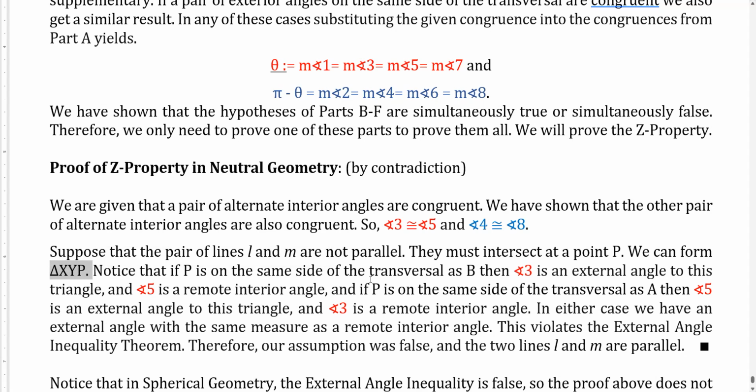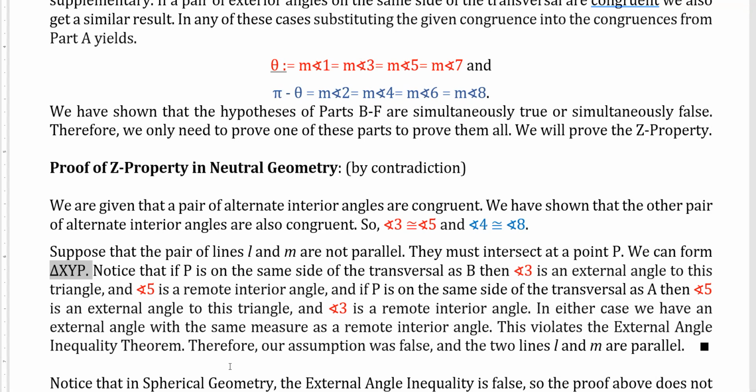Notice that P is on the same side of the transversal as B. That angle 3 is an external angle to this triangle, and angle 5 is a remote interior angle. And the other way around, if P is on the same side of transversal A, then it just switches. In either case, we have an external angle with the same measure as a remote interior angle. This violates the external angle inequality theorem. Therefore, our assumption must have been false, and the two lines have to be parallel.